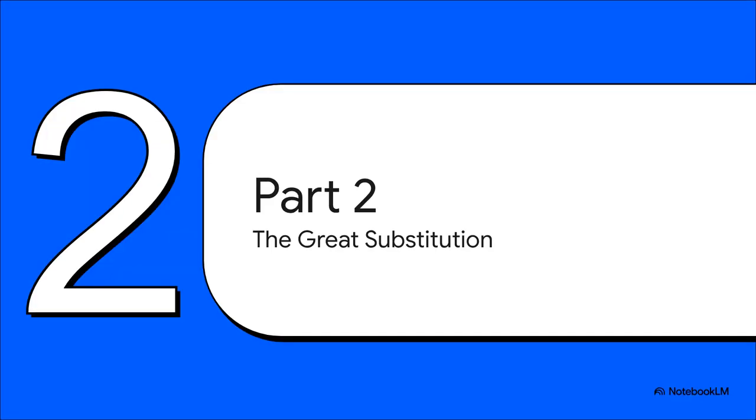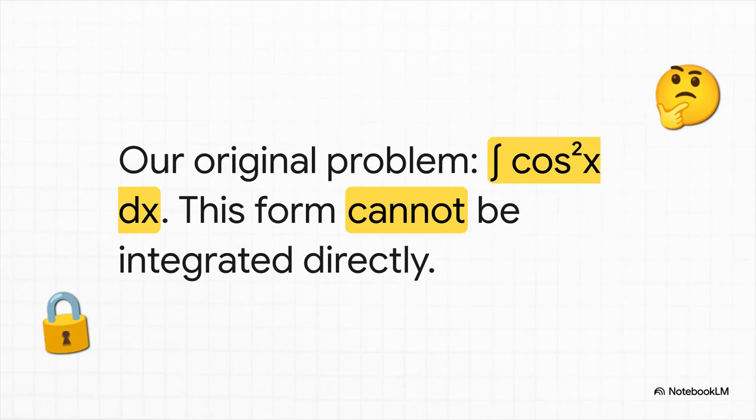And now for the big moment. We've got our key, and it's time to use it to unlock that original integral. This is where everything clicks into place. So here it is, one last time. The locked box. The problem in its original form that we couldn't solve. Remember, we just can't integrate this thing directly.